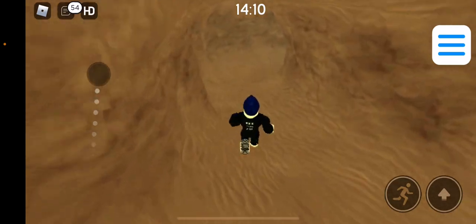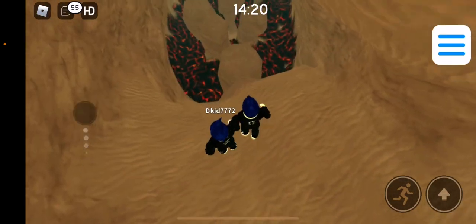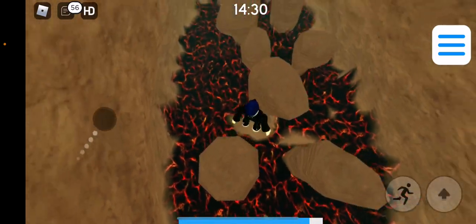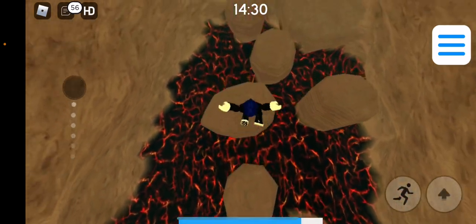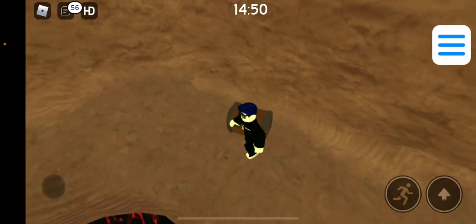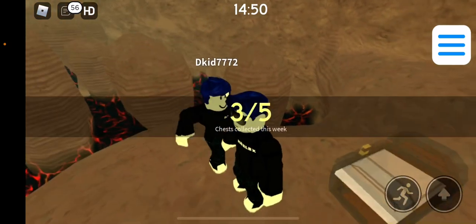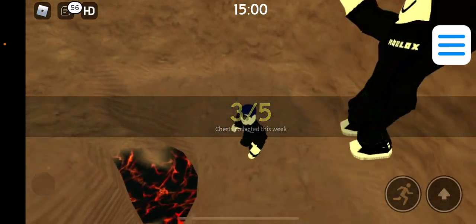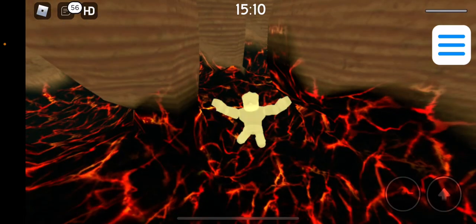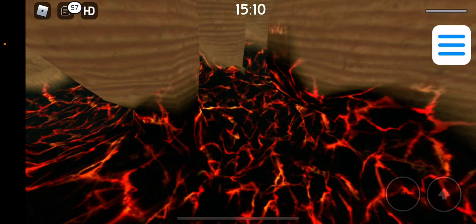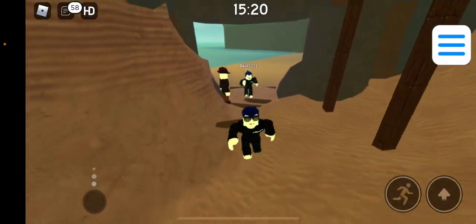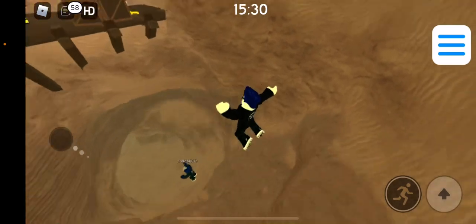So the seventh chest, you're going to need to be good at obbies. So you're just going to have to do the same thing that you had to do earlier in the last lava course obby. Just keep jumping, and then right here is the seventh chest location. And there was a chest there this week. So now we want to jump down because we're done with this area. Get our money real quick. We almost hit 20K.